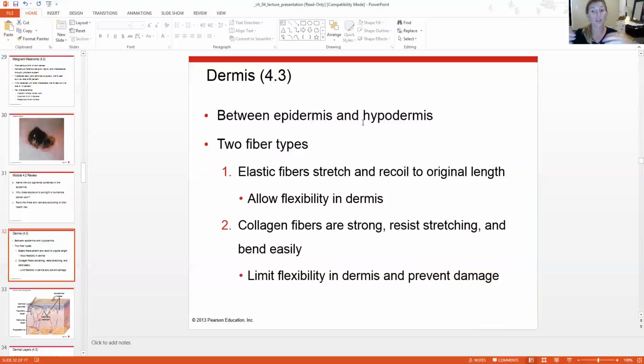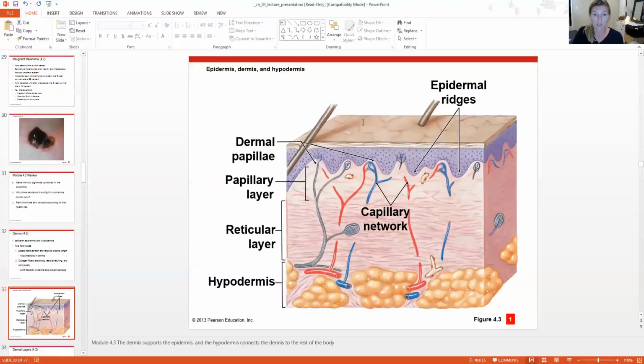Collagen is strong and it's stretch resistant. It bends easily. This is what keeps your skin smooth looking. So as you get older, your collagen begins to get a little bit more stretched out, and therefore your skin isn't as resilient looking, and you get all these little wrinkles everywhere like I have. So it's limiting the flexibility and trying to prevent damage. But as we get older, some of that damage is just a natural process of aging.